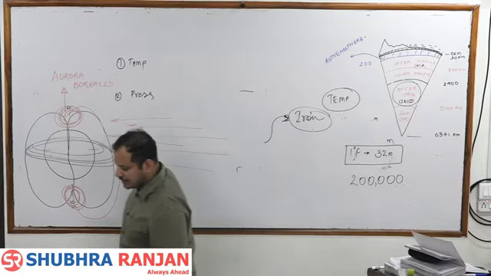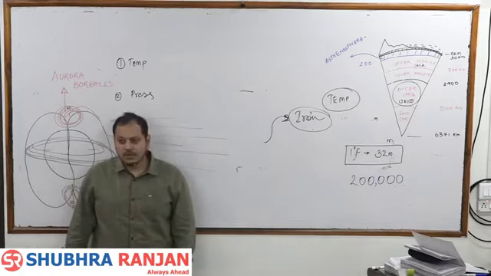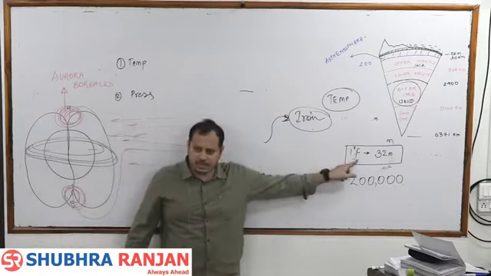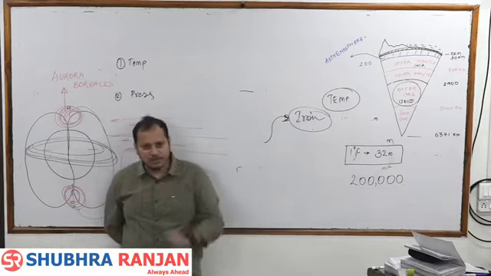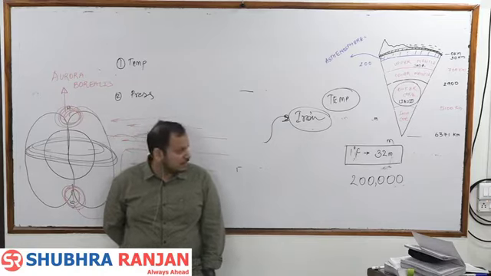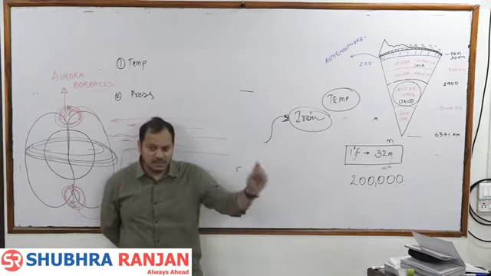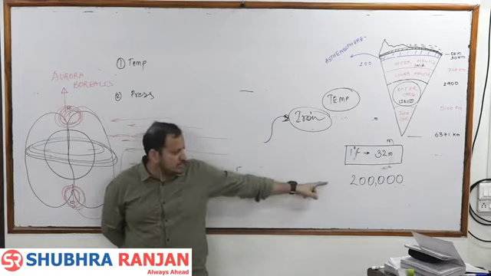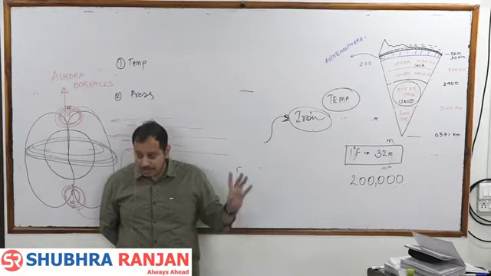How much is the temperature inside the earth? 4,000 to 6,000 degrees Celsius. What does the law say? 1 degree Celsius for every 32 meters. So for 3 kilometers the temperature will be 100 degrees Celsius. The radius of the earth is 6,300 kilometers. So if you apply this, the temperature will be so high that it will be 2 lakh degrees Celsius in the core. Will be. But is it?